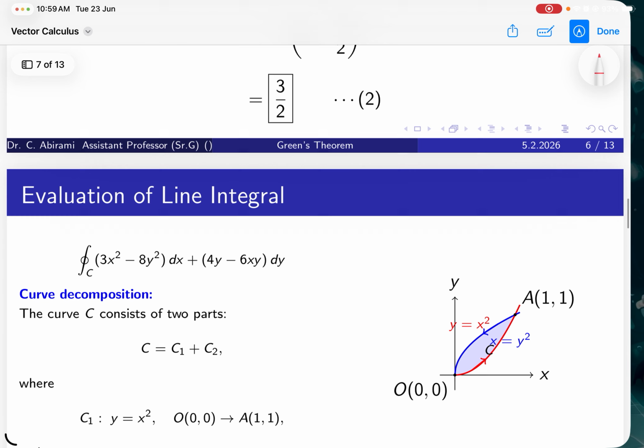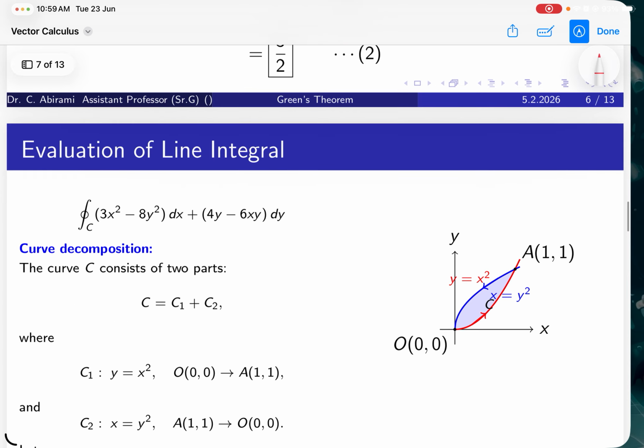Line integral. So what is the line integral? Integral over C of 3x squared minus 8y squared dx plus 4y minus 6xy dy. So here your P is 3x squared minus 8y squared, and this is your Q. So integral over C. How do you evaluate a line integral? Your integral over C can be bounded by, as I already told you, your C is taken in the anti-clockwise direction. Anti-clockwise direction means positive direction.